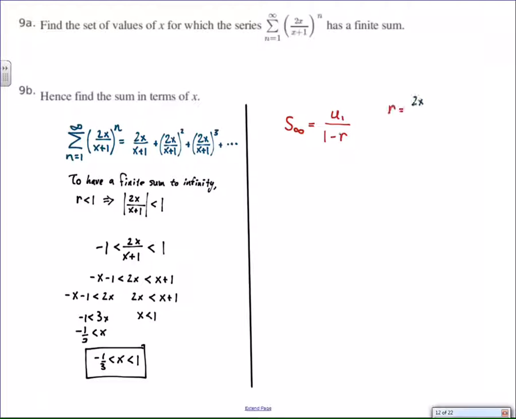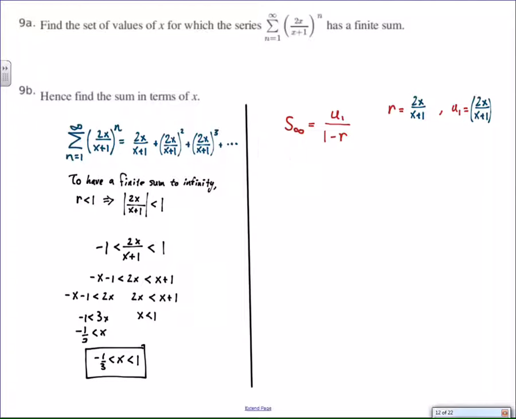Now that we know that, we need to actually calculate. And so the first thing I need to do is I need to know the first term in the series. That's easy enough. That's when n equals 1. So we have 2x over x plus 1 to the 1 power. That's our first term. The common ratio is 2x over x plus 1, which is the same as the first term, because to get from the first term to the second term, you just multiply by 2x over x plus 1. That's how I squared it. And multiply by 2x over x plus 1 again, that's why I cubed it. So the common ratio is also 2x over x plus 1.